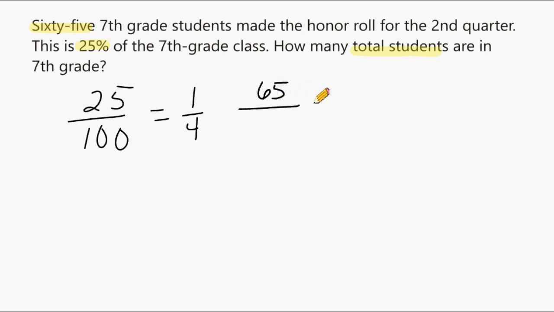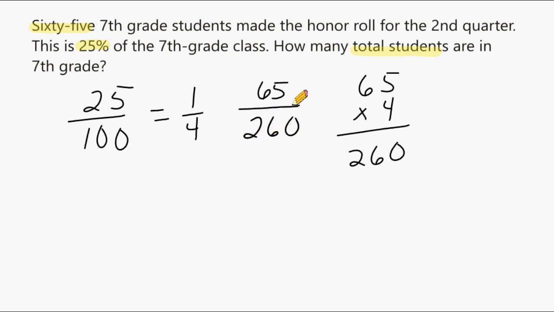So what we could do is just multiply 65 by 4 to figure out what that is. So if we go ahead and multiply 65 by 4, we end up getting 260. So we would say that 65 out of a total of 260 students is equivalent to 1/4 or 25%.